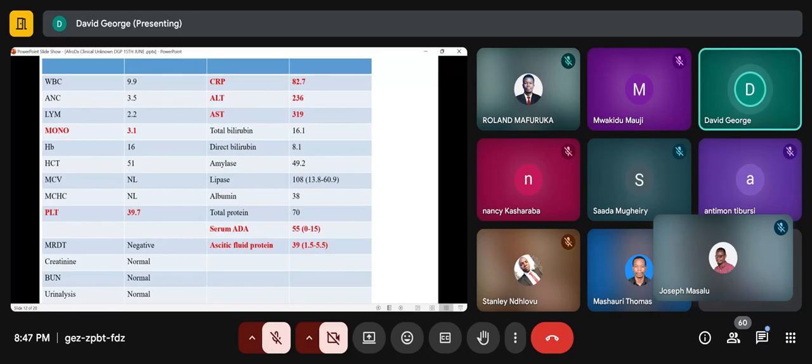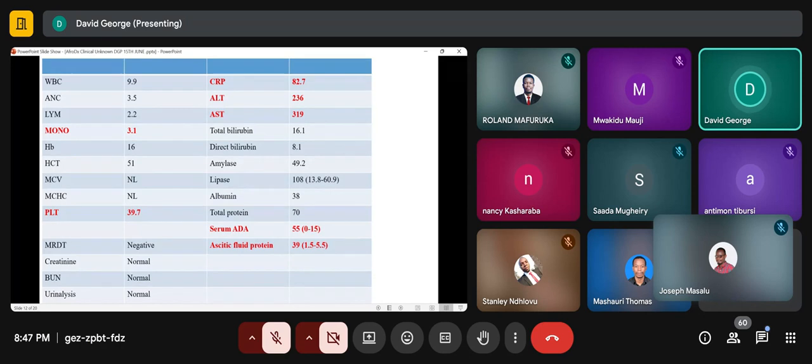Elevated CRP as well as liver enzymes. The total bilirubin as well as direct were normal. Amylase was normal. I forgot to highlight the lipase, but it was elevated at 108. Serum albumin as well as total protein were normal.